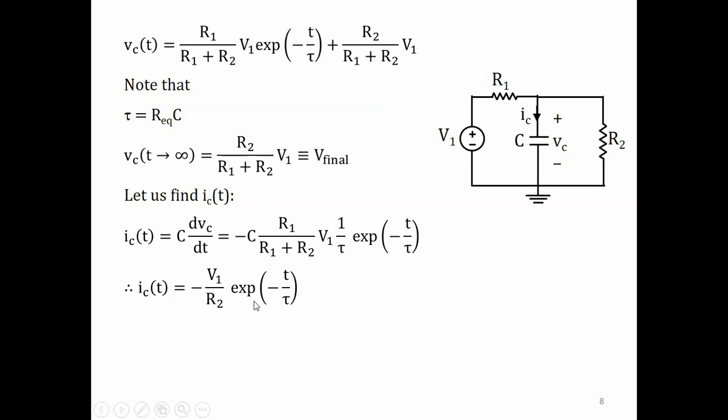Again, this makes sense. Let's look at the value at t equal to 0. At t equal to 0, the exponential term is 1, and so we get IC equal to minus V1 by R2, which we had already found. So this confirms that we have not made any mistake anywhere. So these are the voltage and the current. Let us plot these. One thing you must learn to do is plot these voltages and currents in such circuits.